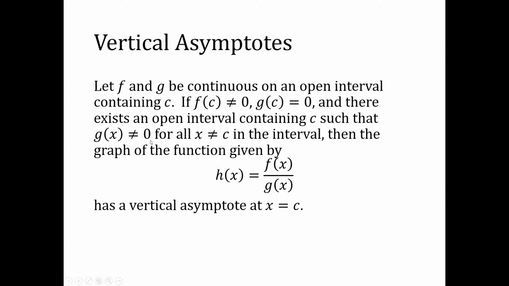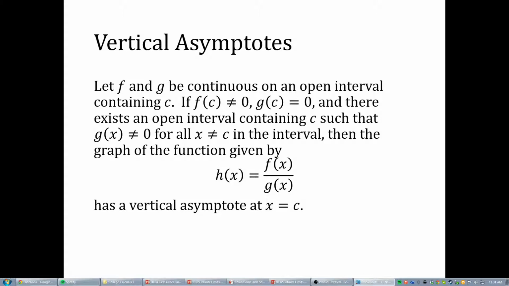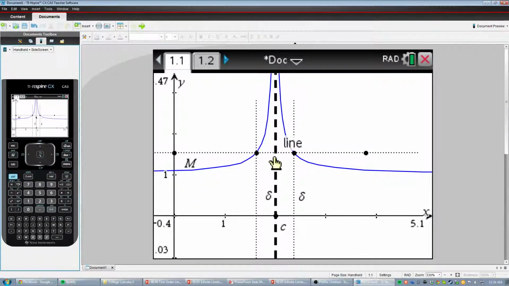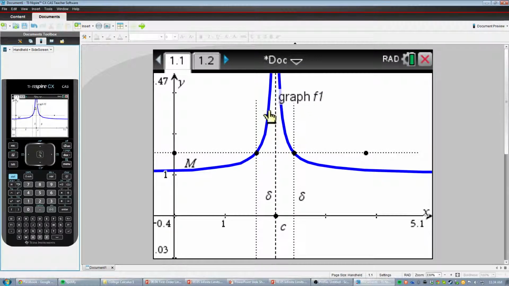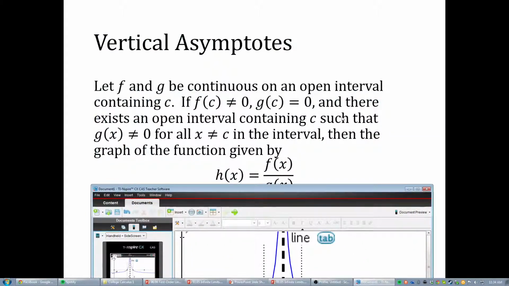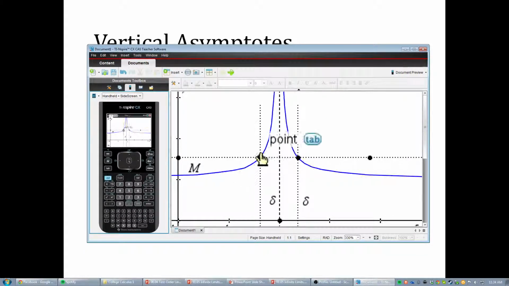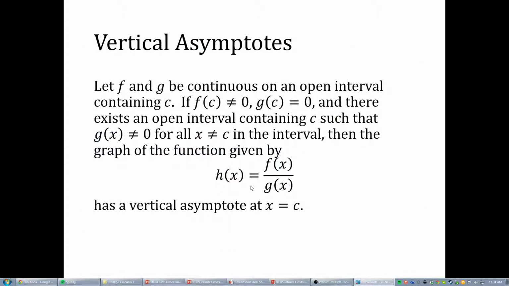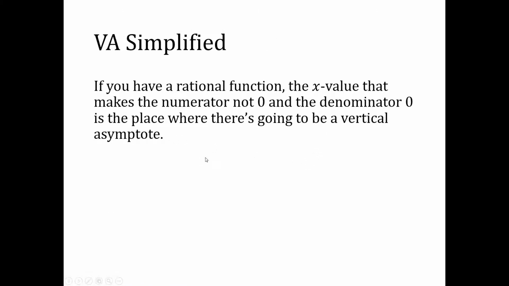This extra part down here, there exists an open interval containing c such that g of x not equals 0 for x not equaling c, all that is saying is that whenever we are looking at a function like this, the function does exist up until the asymptote. So the function does not equal 0 whenever the x value that we are picking does not equal this c value right in the middle. And so that's simplified, the place where there's going to be a vertical asymptote.